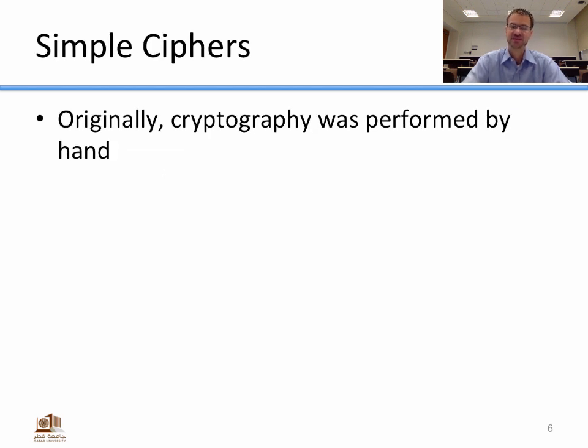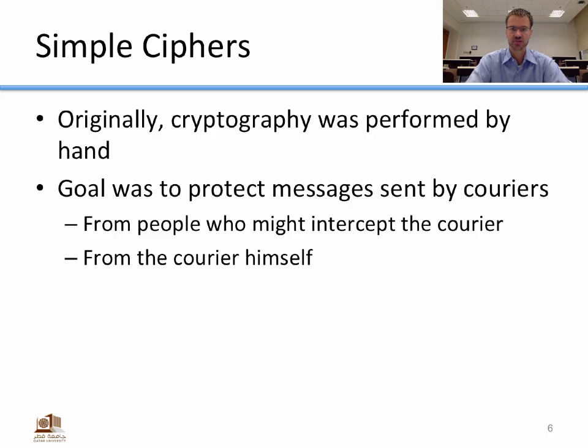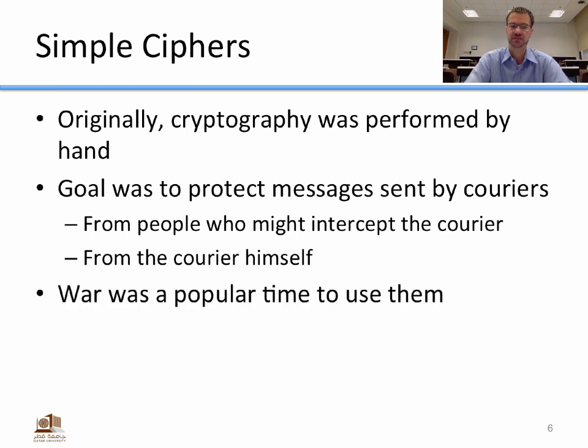But today, let's talk about some simple ciphers. Originally, cryptography was performed by hand. Of course, today we do it all with computers because it requires some pretty high-powered mathematics. But originally, people did it by hand. The goal was simply to protect messages that were sent by couriers or individuals, because you didn't want the courier to be able to read the message, and you didn't want people who might intercept the courier to be able to read the message. It might have just been handwritten messages, but the goal was to make sure that no one who was transmitting them or saw them could read them except the expected recipient.